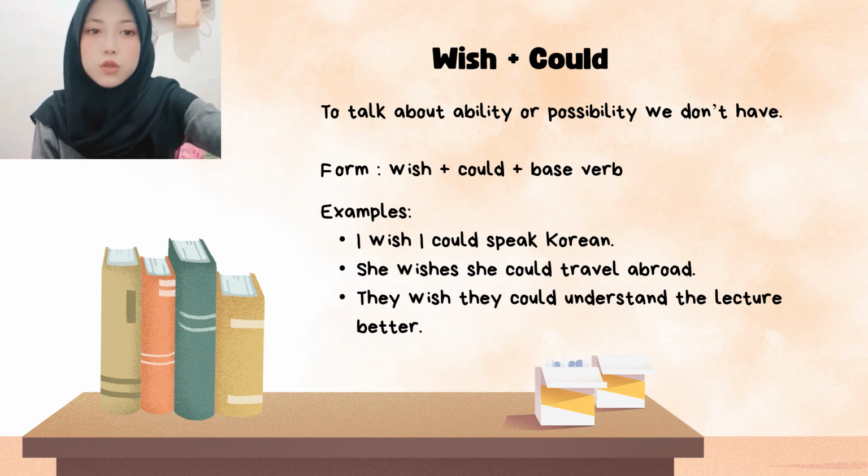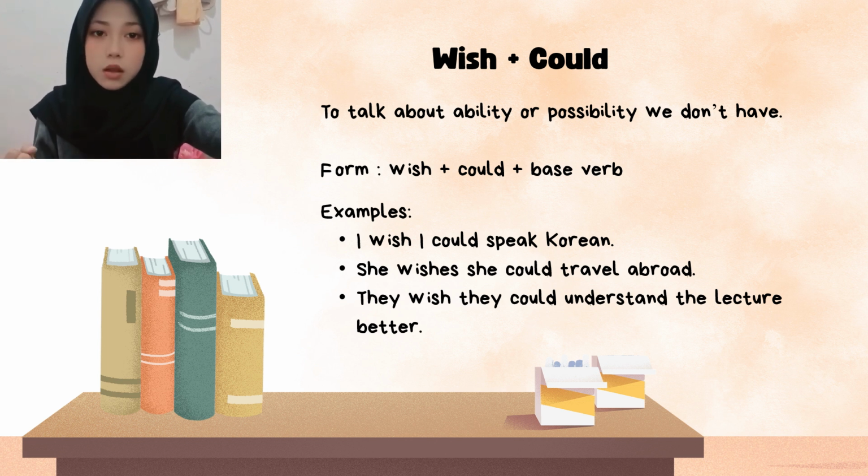And now let's move on to wish plus could. We use this form when we talk about ability or possibility that we don't have. For example, I wish I could speak English fluently. This means that I can't do it yet, but I really want to. Next, she wished she could travel abroad, but she doesn't have the chance right now. And another example is they wish they could understand the lecture better. This shows difficulty in understanding. So this form often shows limitation.